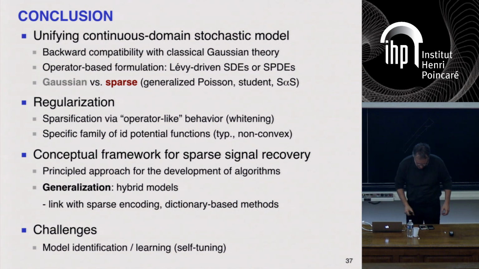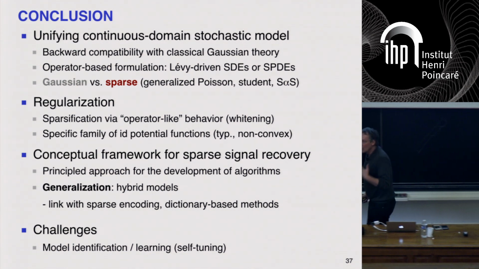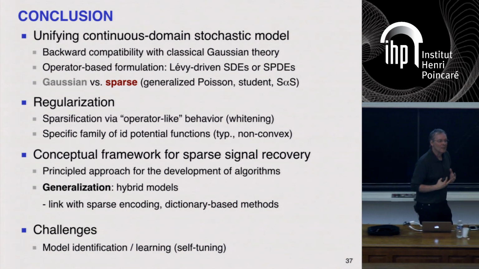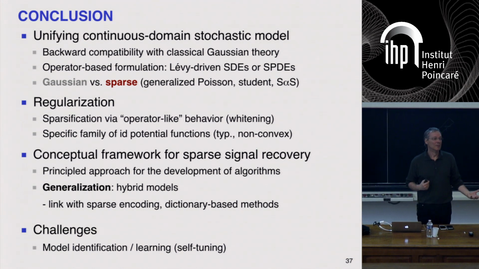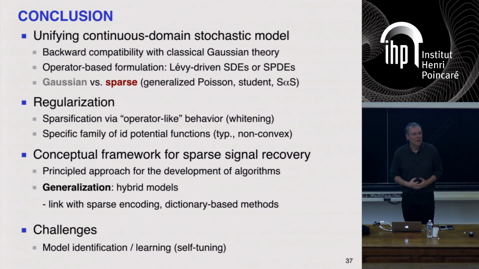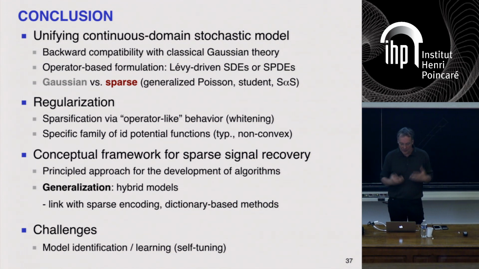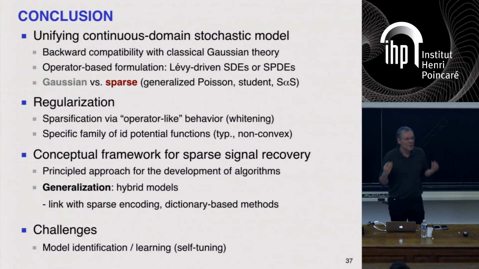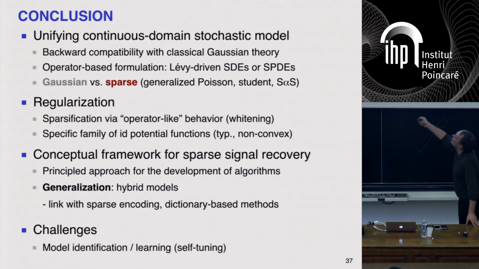Okay, so conclusion. So I think the main point of this talk, and that's really a little my philosophy, is, the models I've been presenting are in the continuous domain. And also what's interesting here is that you are backwards compatible with the Gaussian theory, and you have this operator-based formulation. So you have stochastic differential equations that are now not driven by Gaussian stuff like it's usually the case, but by Lévy. And it's actually this Lévy part that gives the sparse behavior. And so we really have this dichotomy between Gaussian on one side and sparse on the other.